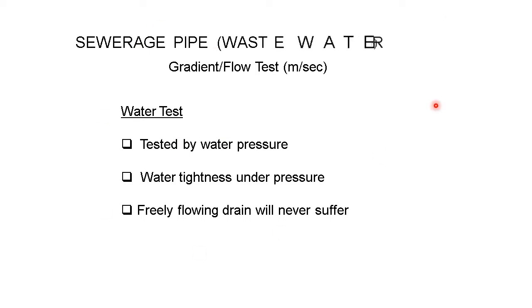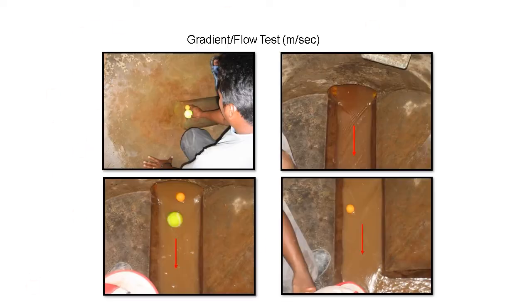When we install the sewage pipe, okay, we need to check juga dia punya gradient ataupun flow test. So kita buat water test. It is tested by water pressure, water tightness under pressure and free flowing drain will never suffer. So ini yang kita akan test, water test.